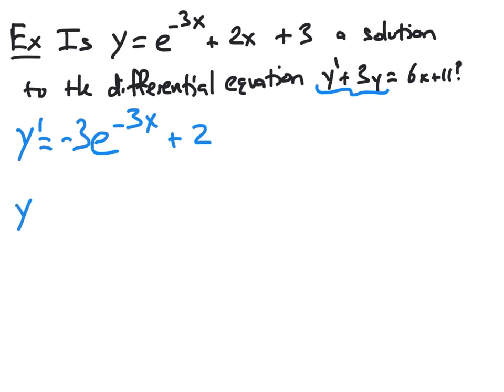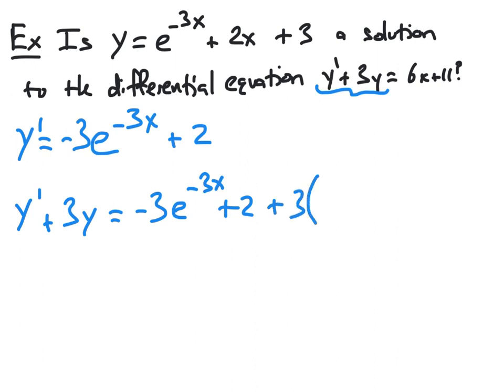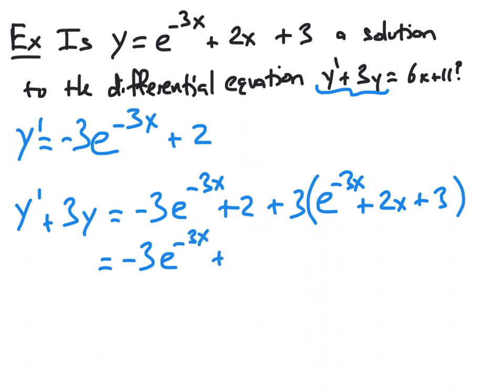Our next step is to compute y prime plus 3y, which is the left-hand side of our given differential equation. Well, we've just found y prime, so that'll be negative 3e to the negative 3x plus 2. And we want to add to that 3 times y, which was our original function, e to the negative 3x plus 2x plus 3. Now we're just going to distribute that 3 in the second part of our expression. So we have 3e to the negative 3x plus 2 plus 3e to the negative 3x plus 6x plus 9.